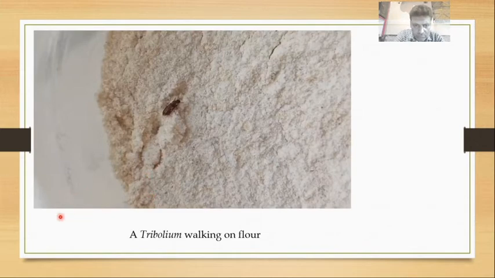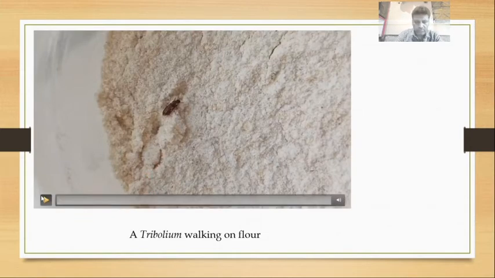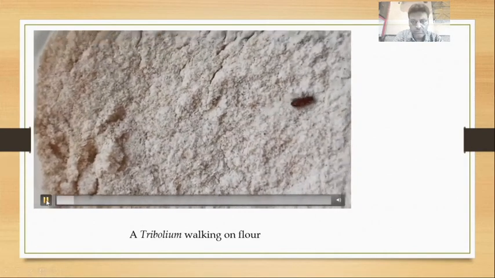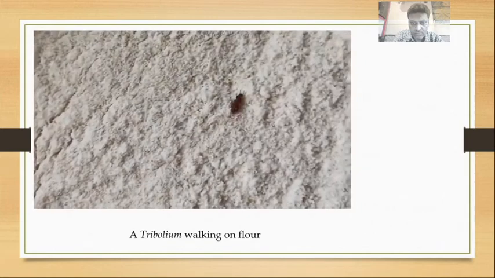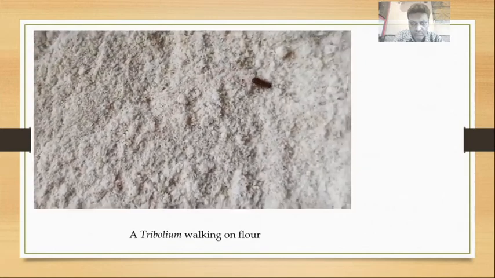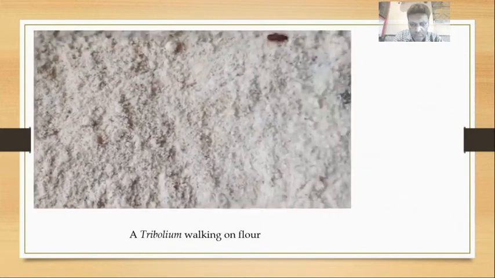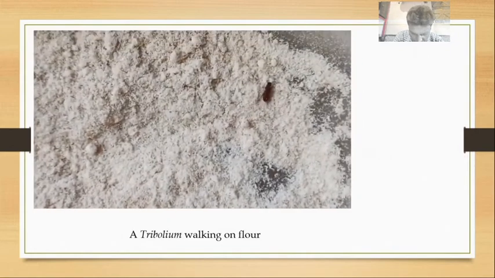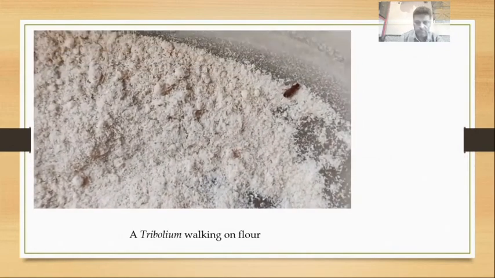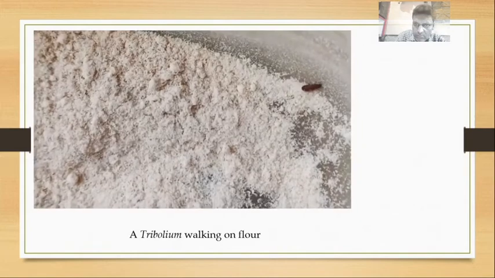Here I am showing the Tribolium castaneum, the flour beetle, walking on flour. Here, although it has wings, it is not flying, it is using legs as the main locomotory organ, and it uses these legs for walking through the flour.